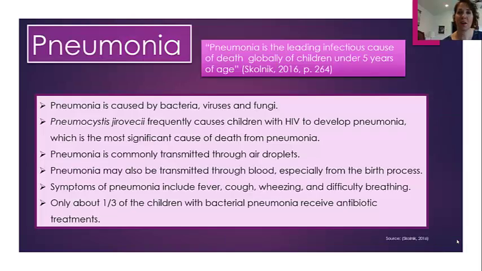Pneumonia is the leading infectious cause of death globally of children under 5 years of age. It's caused by bacteria, viruses, and fungi. It's commonly transmitted through air droplets or blood. Only about 1/3 of the children with bacterial pneumonia ever receive antibiotic treatments.